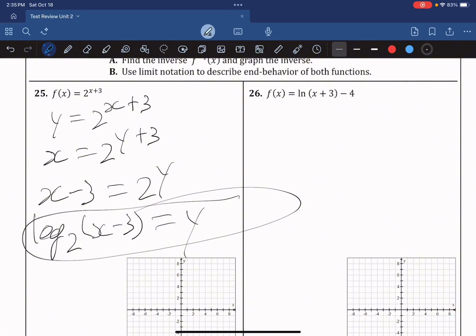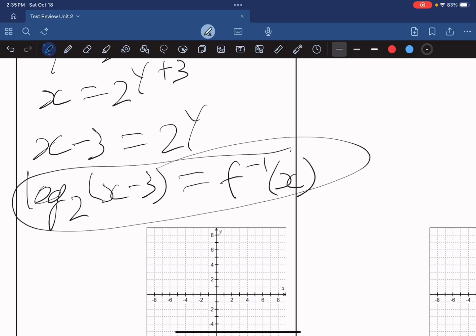Actually, this would not be your inverse function. You don't want to make it equal to y. You want to make it equal to f of minus 1 of x. They'll be particular about that. So this is your inverse function, okay?